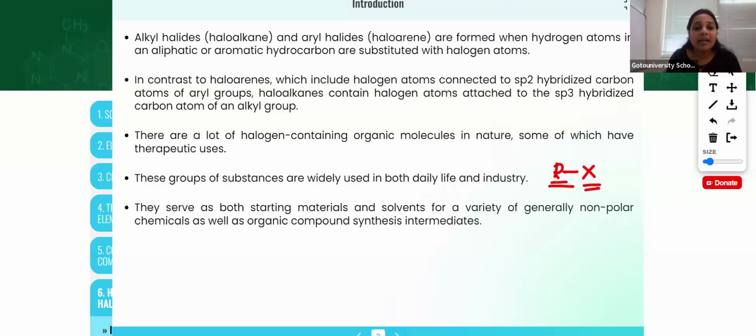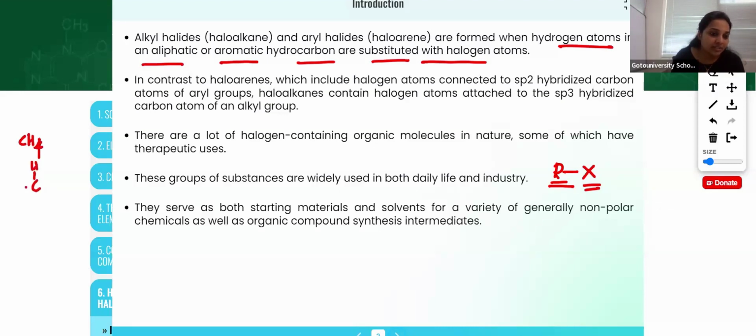Here haloalkanes and aryl halides are formed when a hydrogen atom in an aliphatic or aromatic hydrocarbon is substituted with a halogen atom. Normally I have a CH4 molecule, where one carbon atom is surrounded by four hydrogen atoms. In this molecule, I replace one of the hydrogen atoms with some halogen X. X may be chlorine, bromine, iodine, any of the halogens. Suppose I replace it with chlorine: CH3Cl.